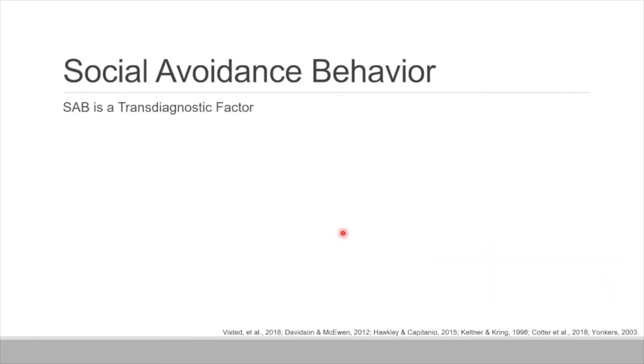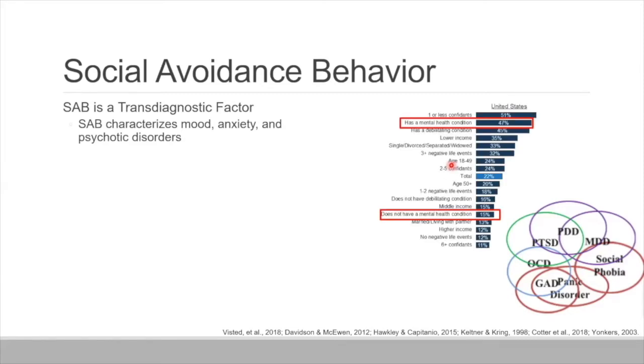And then in terms of my background, like I mentioned, I'm clinical psychology, so I'm always interested in looking at it from that lens. Social avoidance behavior is a transdiagnostic factor. You see it really in pretty much any mental health disorder. Whether it's mood disorders, anxiety disorders, across the psychotic spectrum, you tend to see social avoidance behavior. It's pretty prevalent in almost all of these conditions. And here's a graph to show that if you have any type of mental health condition, you're 3 times more likely to engage in social avoidance behavior on a regular basis.